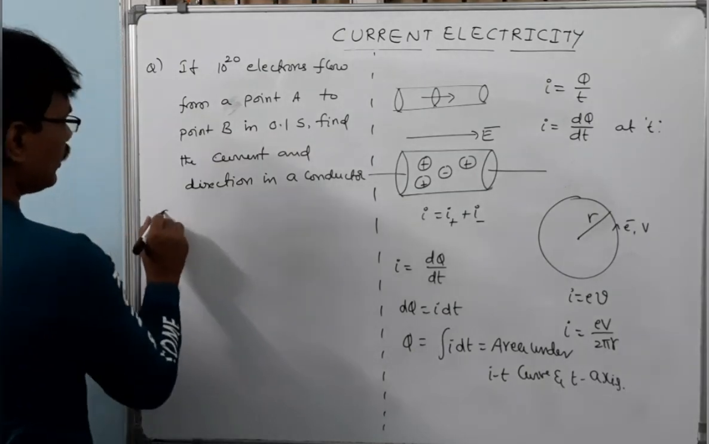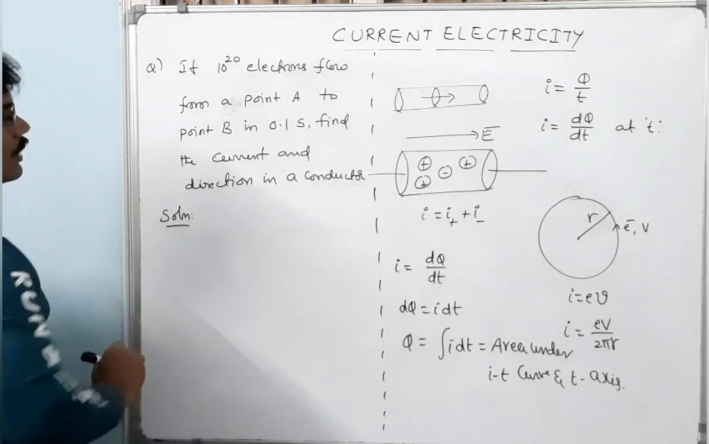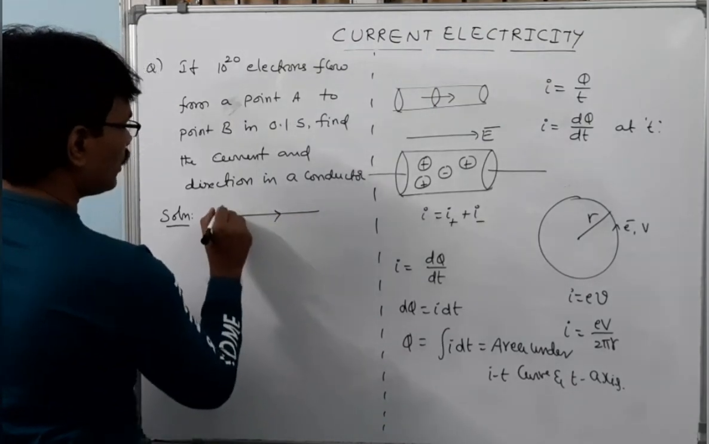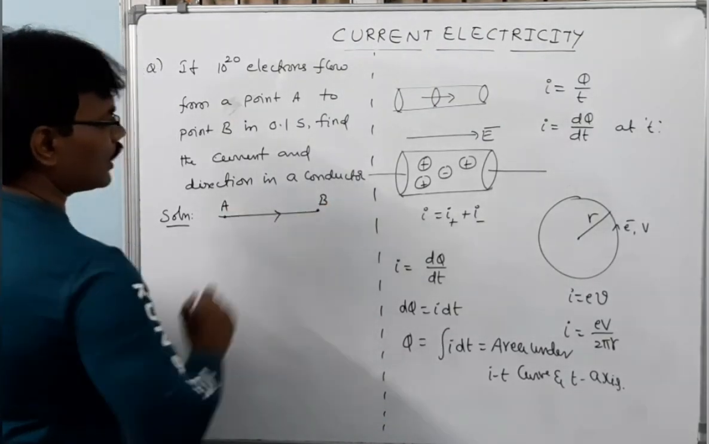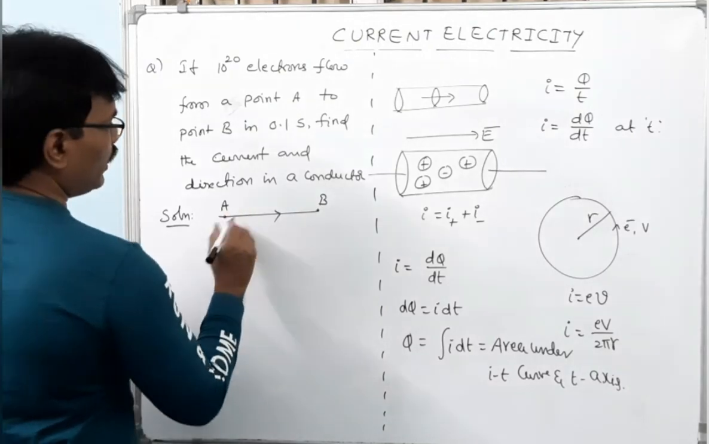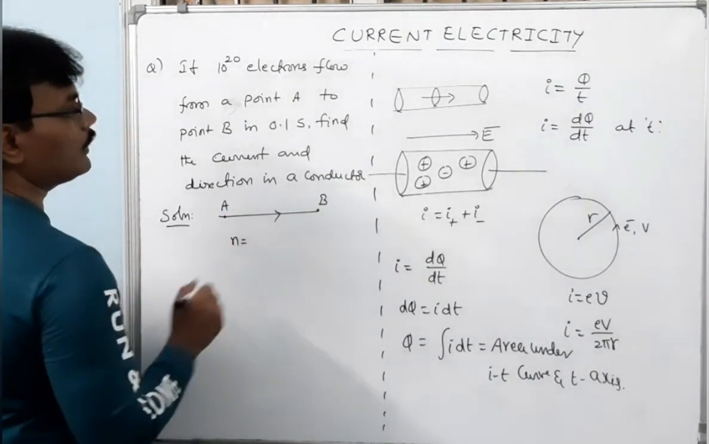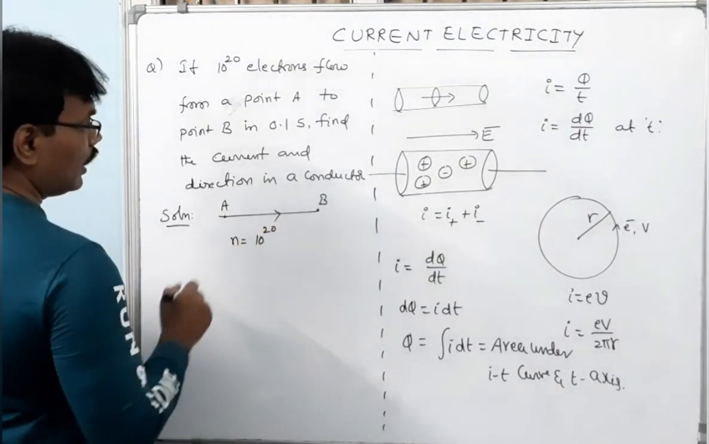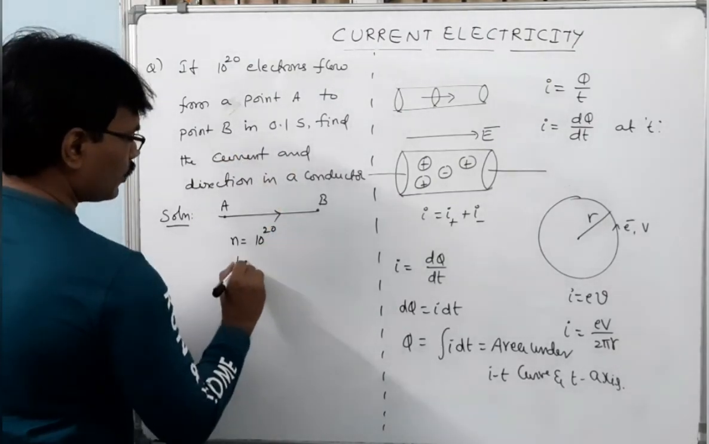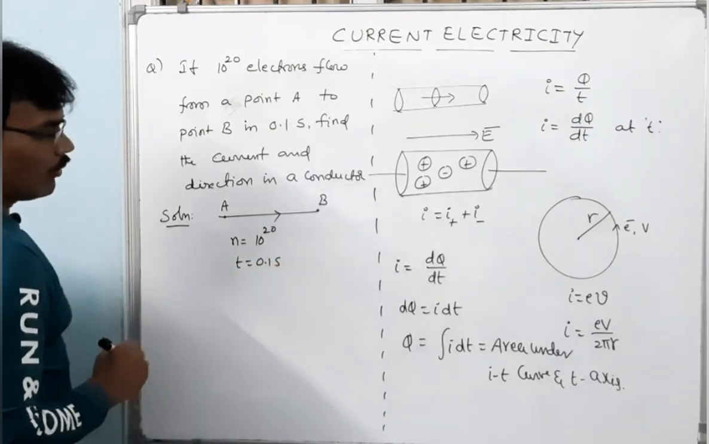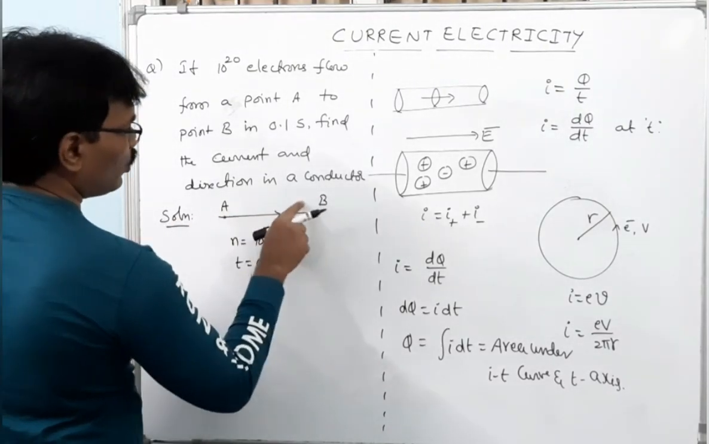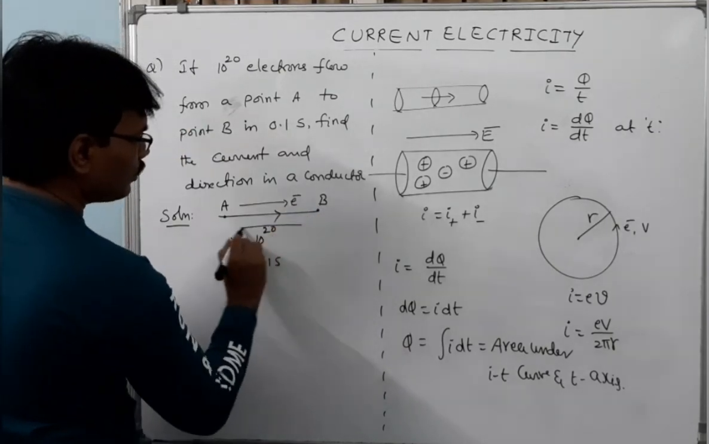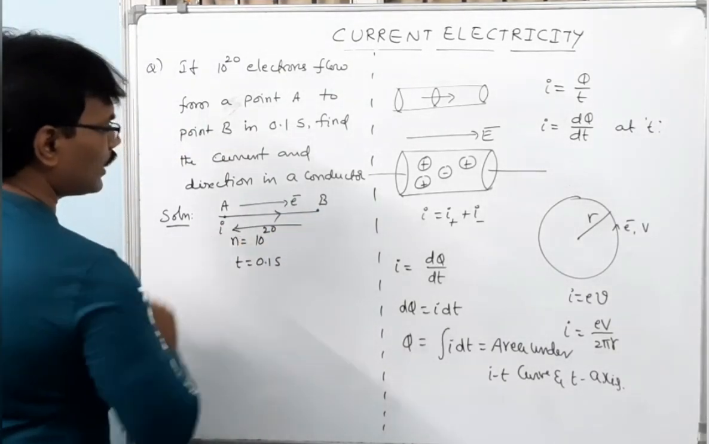So what is the given question and what is to be found? Here we have a conductor, and say point A is here and point B is here. Now from point A to point B, how many electrons are flowing, and in how much time? 10 power 20 electrons are flowing in 0.1 second. Therefore time is equal to 0.1 second. From where to where are electrons flowing? From point A to point B. So electrons are moving in this direction, then electrical current will be opposite to the motion of electrons. So this is the direction of current.